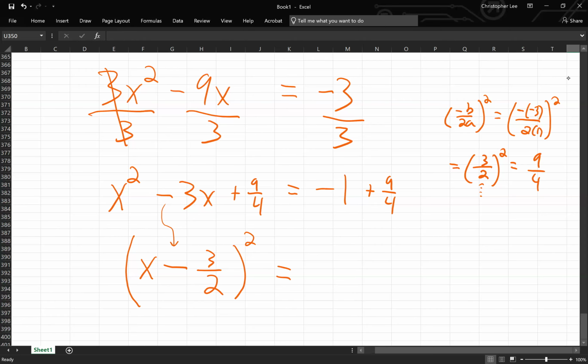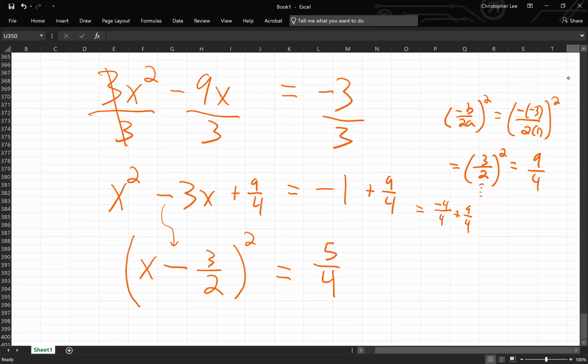And then that's going to be equal to, I have negative 1 plus 9 over 4. Let's call that negative 4 over 4 plus 9 over 4. This is really hard. What's 9 minus 4? What is that? 5, right? So then this is just 5 over 4.